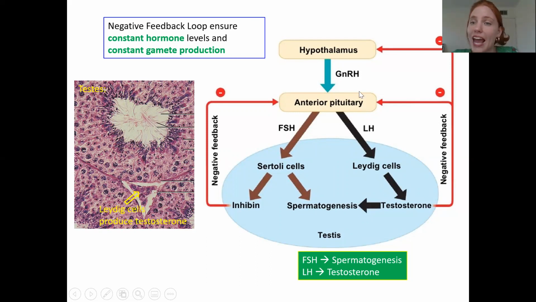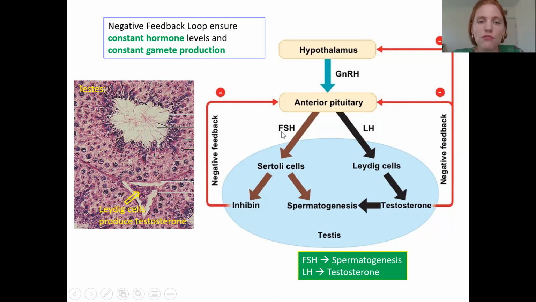That then goes to the anterior pituitary, which is the master gland, because it releases tropic hormones. And the tropic hormones, specifically with the gonadotropins, those are going to be follicle-stimulating hormone and luteinizing hormone. Now, the follicle-stimulating hormone and the luteinizing hormone, they're both going to go to the testes. So they'll be secreted into the bloodstream, travel around until they reach the testes. And once they reach the testes, they're going to have different effects on the testes.